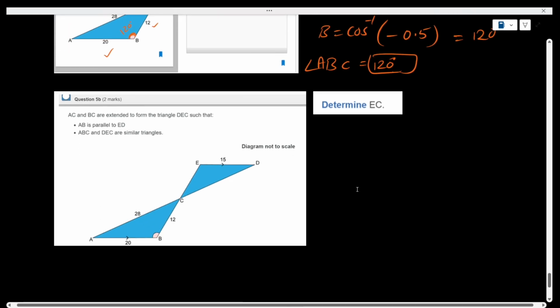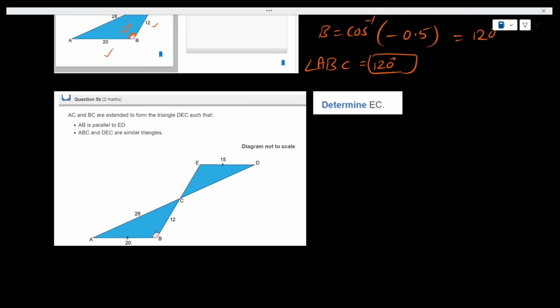In the next question, you will see it's given AB and BC are extended. You can see that AC and BC are extended, then to form the triangle DEC, this triangle is formed, right? Such that AB is parallel to ED, and triangle ABC and DEC are similar. Now at this moment you will see that after trigonometry it has been integrated with similarity of triangles also.